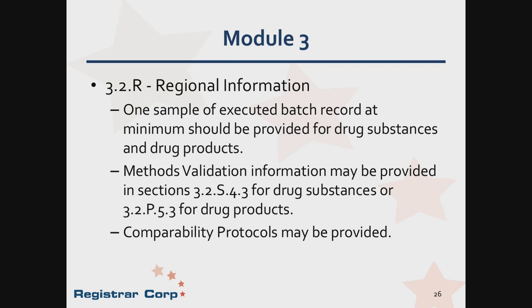Even though there is a method validation package section in Module 3.2R, FDA advises that methods validation information should be included in either the S or P section in Module 3. For a drug substance, please use section 3.2S.4.3. For a drug product, please use section 3.2P.5.3. Now, even though methods validation may not be provided in 3.2R, you may include comparability protocols in this section.